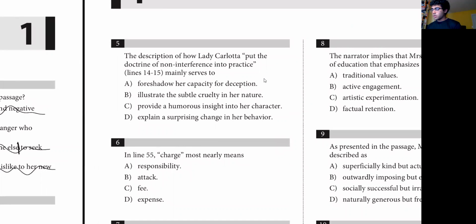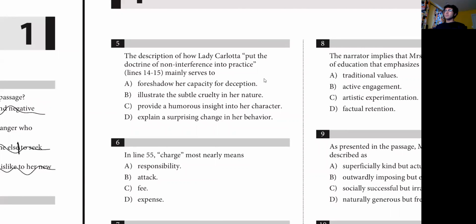So the description of how Lady Carlotta put the doctrine of non-interference into practice, it mainly serves to what? So remember, she put in the doctrine of non-interference into practice. Basically, when she was drawing something on a canvas, like when you're in nature. I don't know if you guys have done it personally, but I'm pretty sure you've seen someone sitting in a park just drawing something, maybe a bird, maybe a tree, whatever. This is exactly what Lady Carlotta was doing. So she's drawing something, and in the background, someone is getting chased by a boar. I personally thought that was really funny.